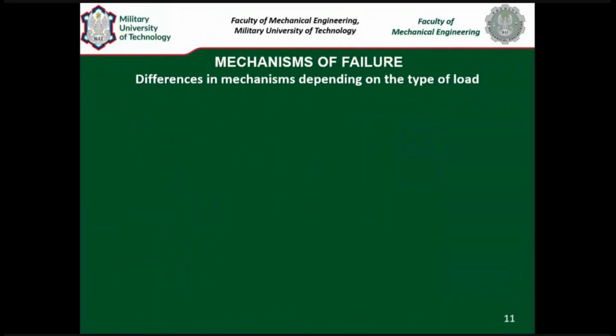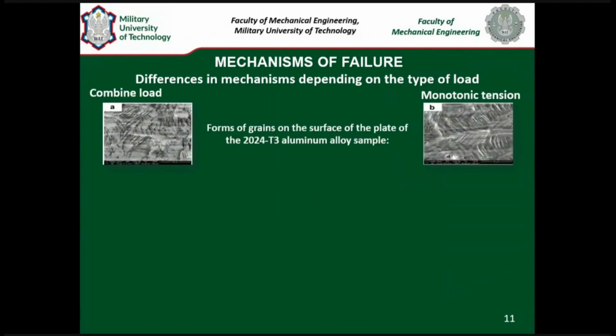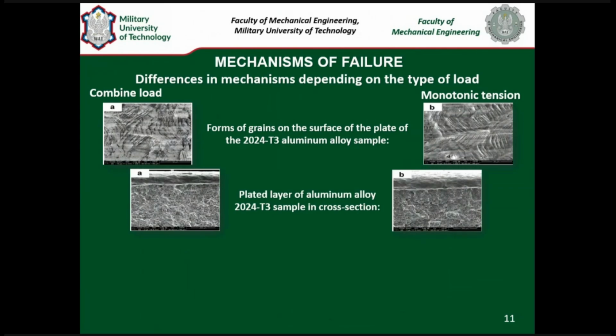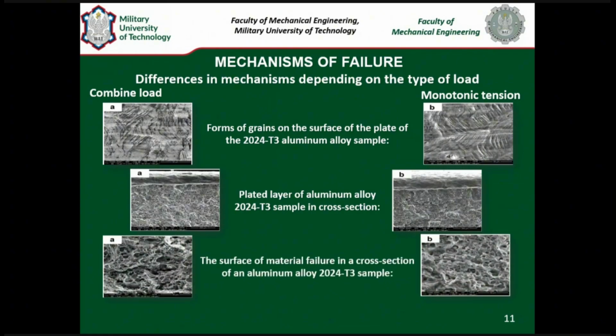The mechanism of failure differs depending on the load: after combined load it is the left side, in monotonic tension it is the right side. This picture shows a layer of clad on the surface of the specimens, across the specimens. This is a macro level, this is a micro level.